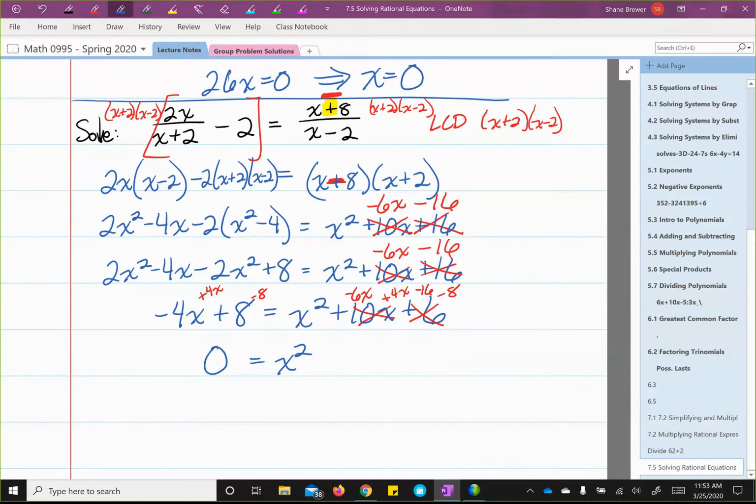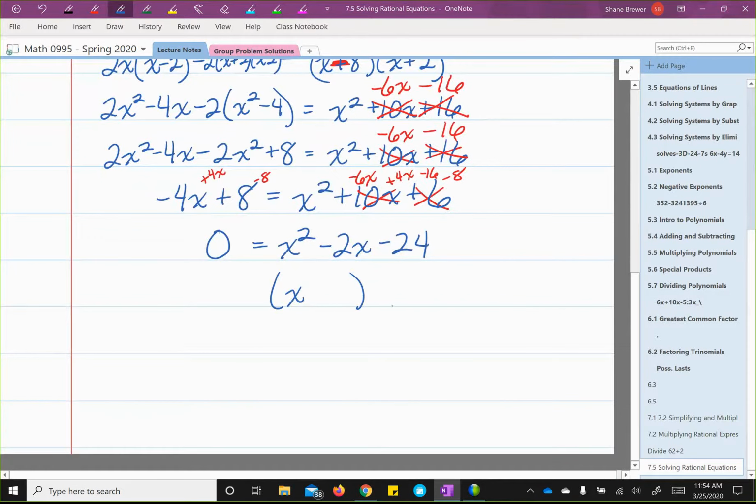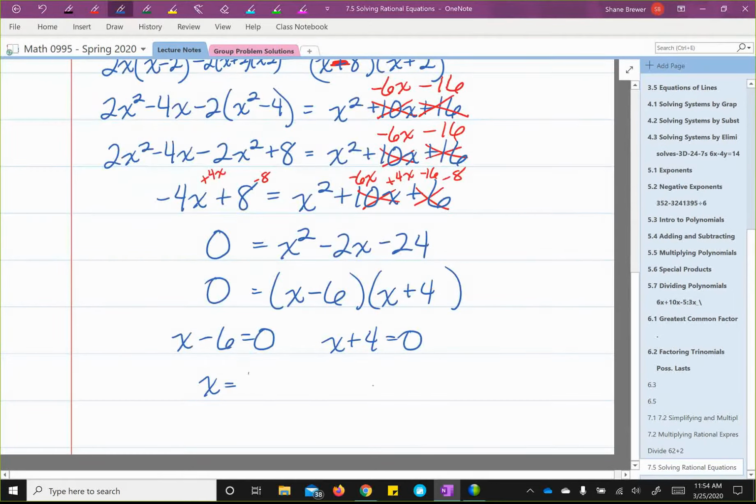So we're okay. It'll be an x squared, we've got a minus 6x minus 4x, which is a minus 2x, and a minus 16 minus 8 is a minus 24. There we go. My apologies. But there we go. There's our quadratic. We can now factor it, right? Because remember, that's how we solve quadratics. Looks like it's going to be x minus 6 and an x plus 4. Set each of those factors equal to 0. x equals 6 and x equals minus 4. And so there's our two solutions, right?